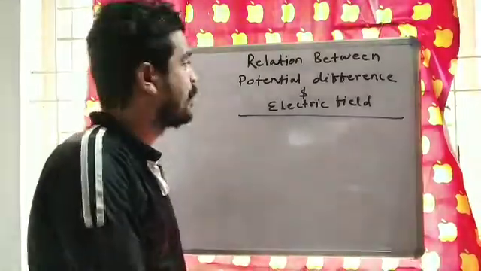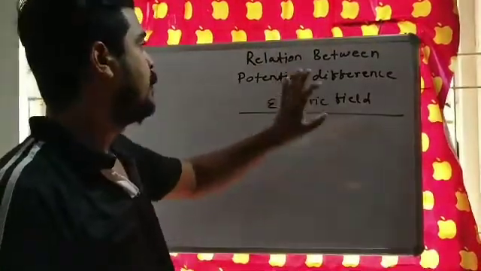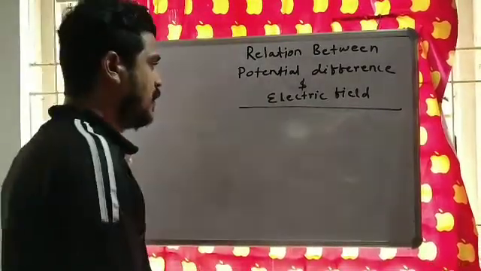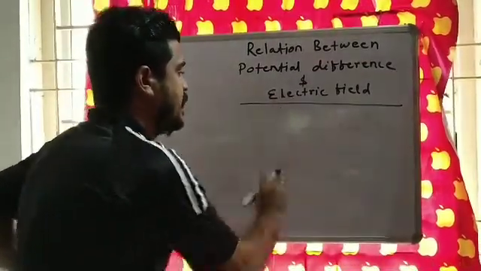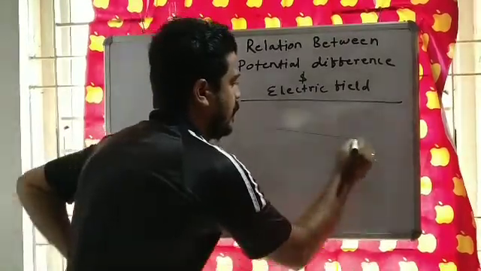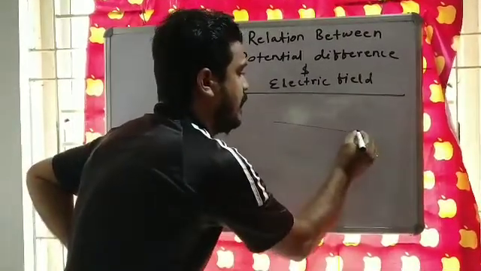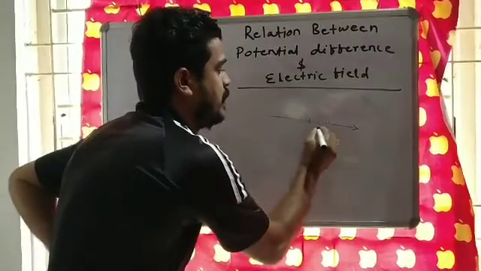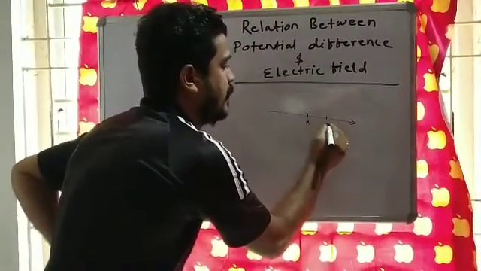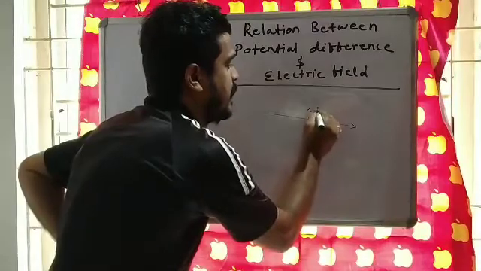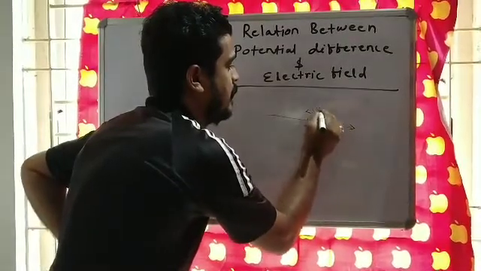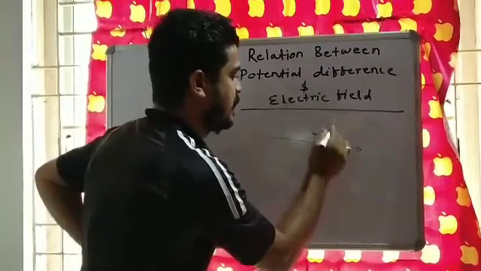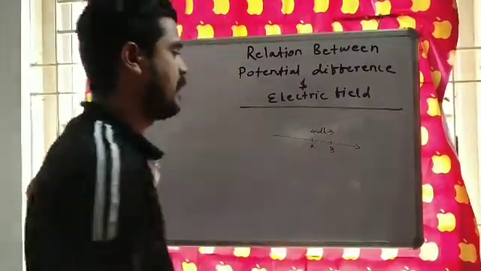Hello students, today's topic is the relation between potential difference and electric field. To explain this, I have taken an electric field and two very close points named A and B. The distance between them I have taken as dl.